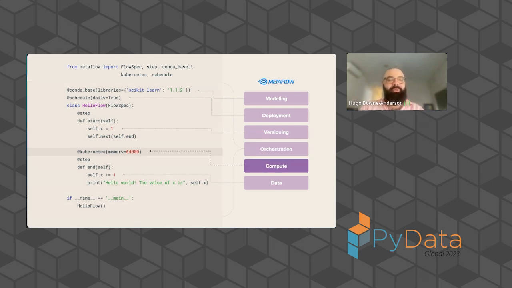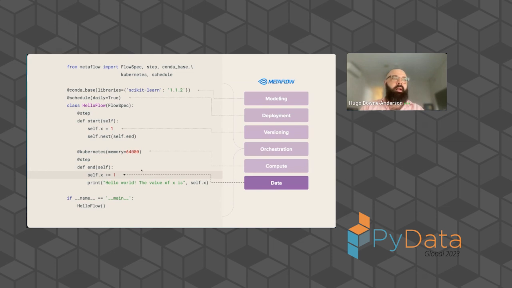In terms of compute, if I didn't have this decorator, by default, all of this would run locally. If I have a step such as, let's say I want to do some pretty significant generative AI training, for example, I can use a Kubernetes decorator and specify the memory that I require in order to send that to the cloud.